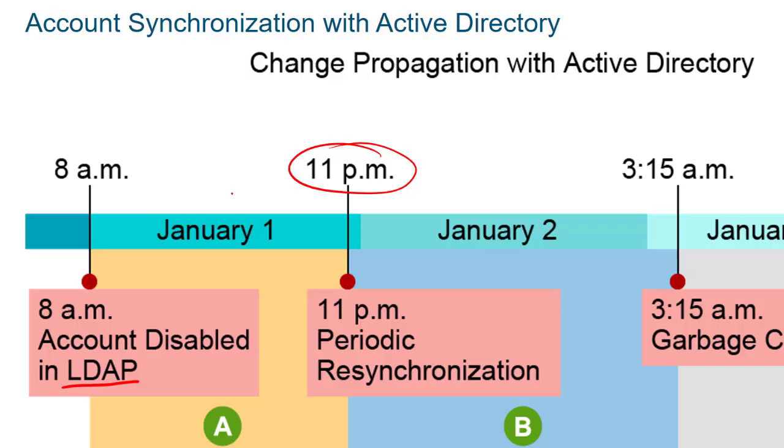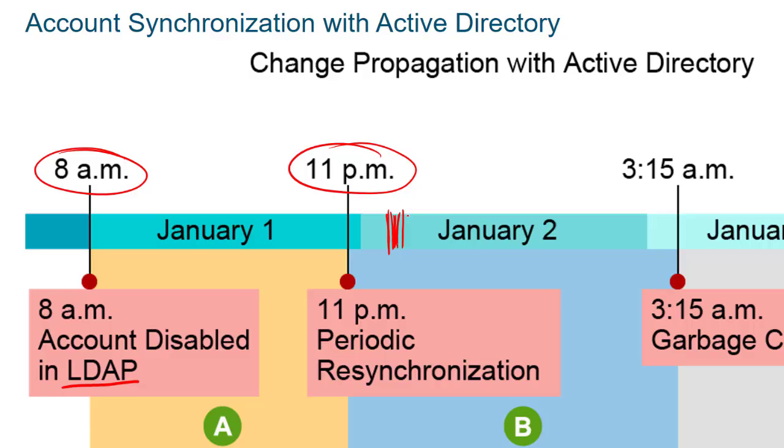So the account gets disabled at 8 a.m. on January 1st. The same day, January 1st at 11 p.m., the synchronization takes place. This means that we're aware of the fact that the account has been disabled in LDAP. When is the next garbage collection process? Well, actually, the next garbage collection process is right over here on January 2nd at 3:15. But we don't do the deletion there for one reason.